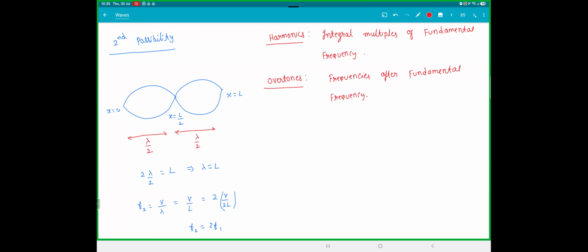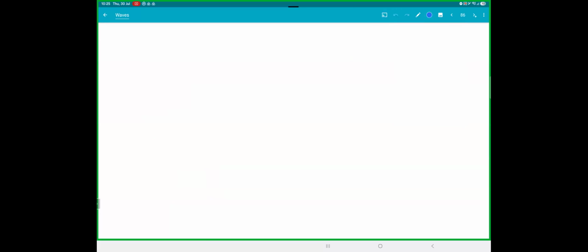That means the second possibility is a second harmonic because it is at 2 times the minimum frequency. And it is also the first overtone. It is the first frequency after the fundamental. What is the third possibility? Let me show you one more. I think by now you'll get a sequence.